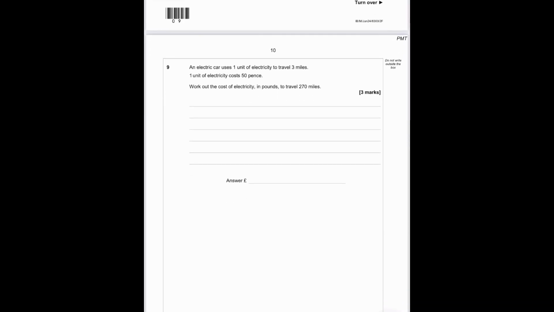An electric car uses 1 unit of electricity to travel 3 miles. 1 unit of electricity costs 50 pence. Work out the cost to travel 270 miles. 270 divided by 3 gives me 90. And 90 times 0.5, 50 pence is 0.5 pounds, is 45 pounds.